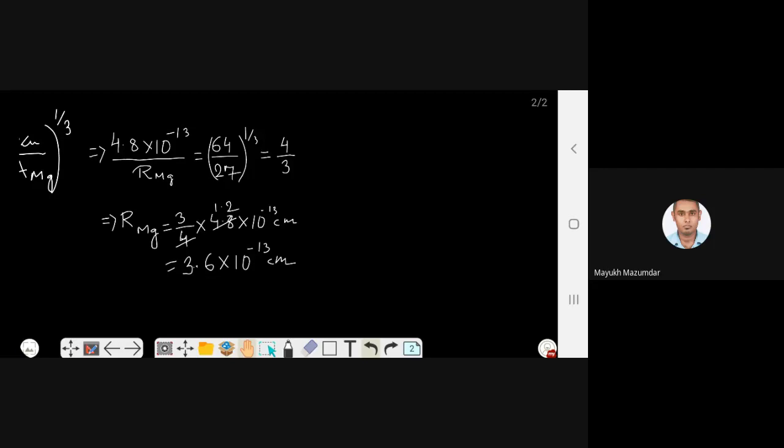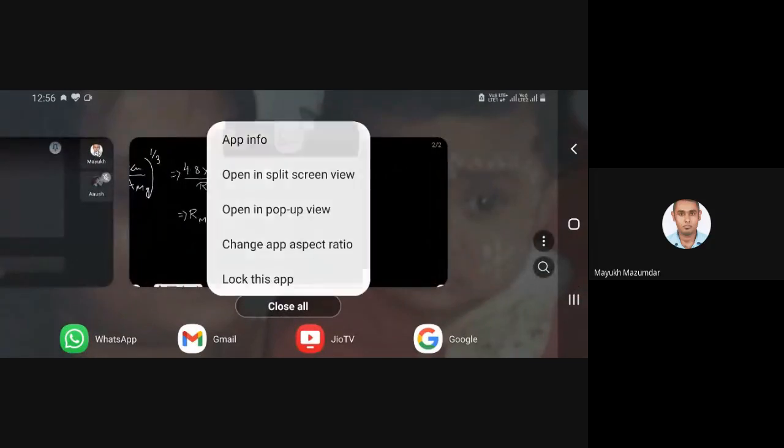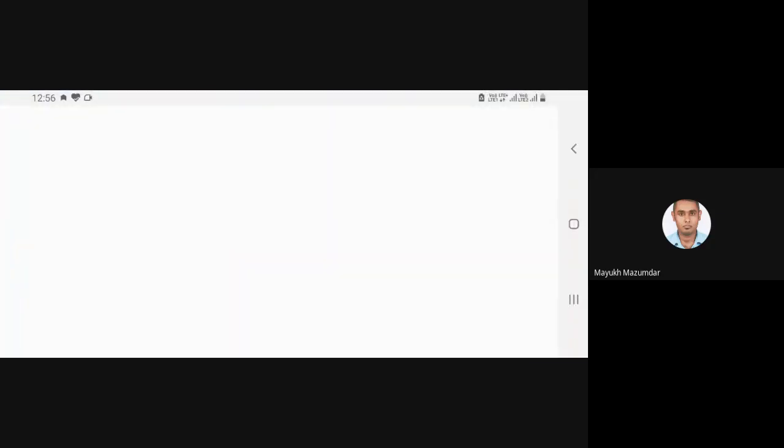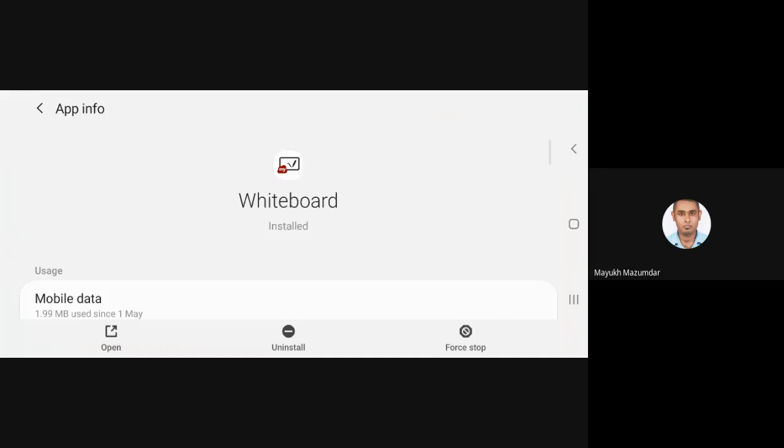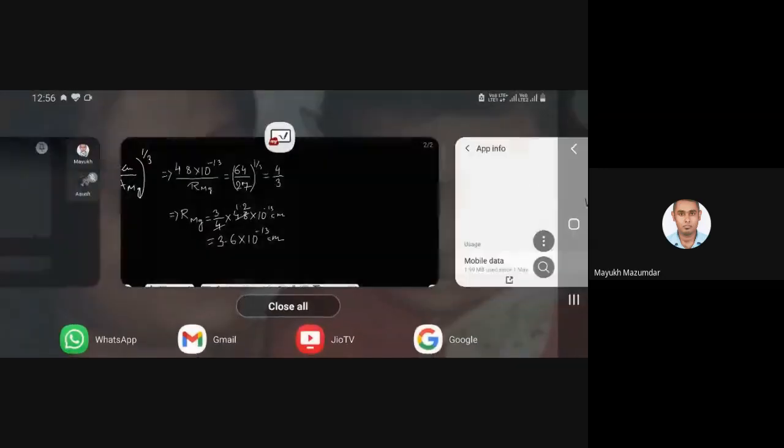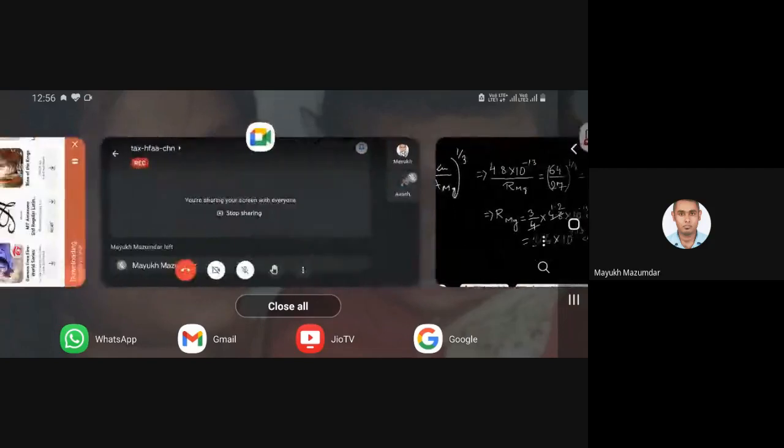Clear, Ayush? Yes, sir. Are you able to see from this whiteboard? Is everything clear? Which app are you using, sir? What is the name of this app? Let me check. It's called whiteboard. I am using it from my phone.